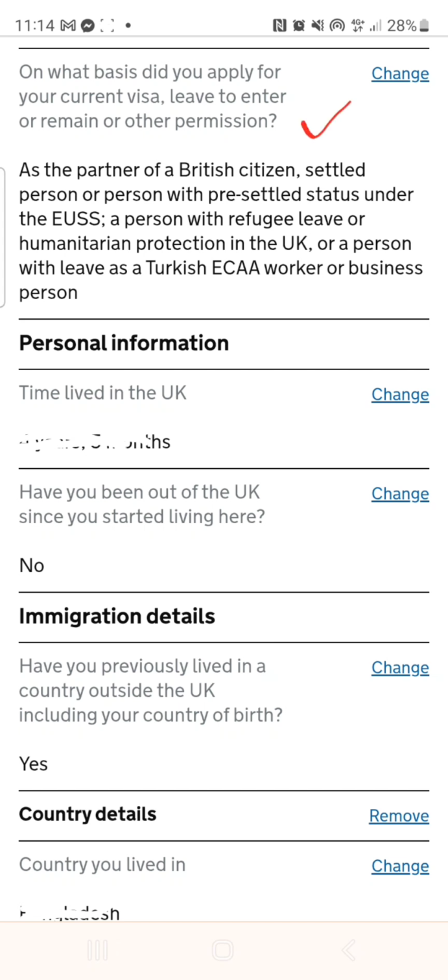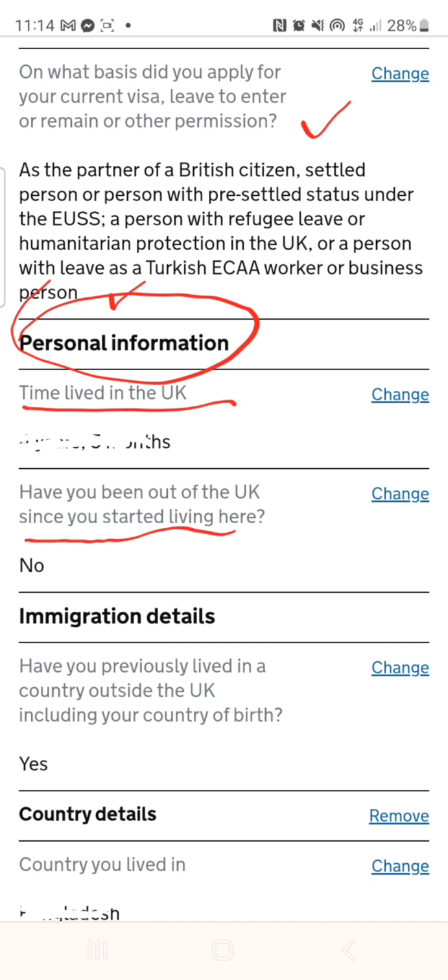Personal information, time lived in the UK. How long have you been living in the UK? Since you come to the UK? Since you entered the UK? Have you been out of the UK since you started living here, whether you went on holiday or to your home country? I said no. Immigration details.